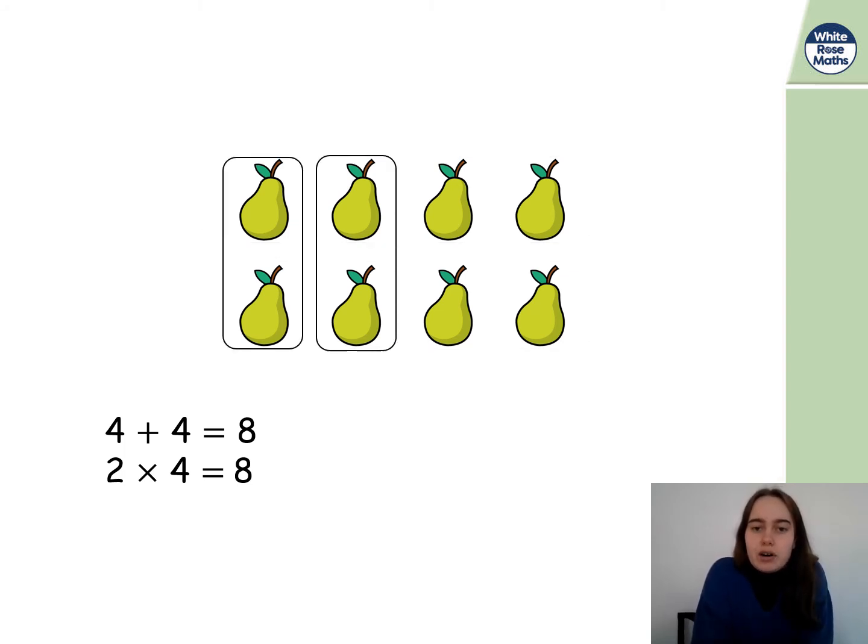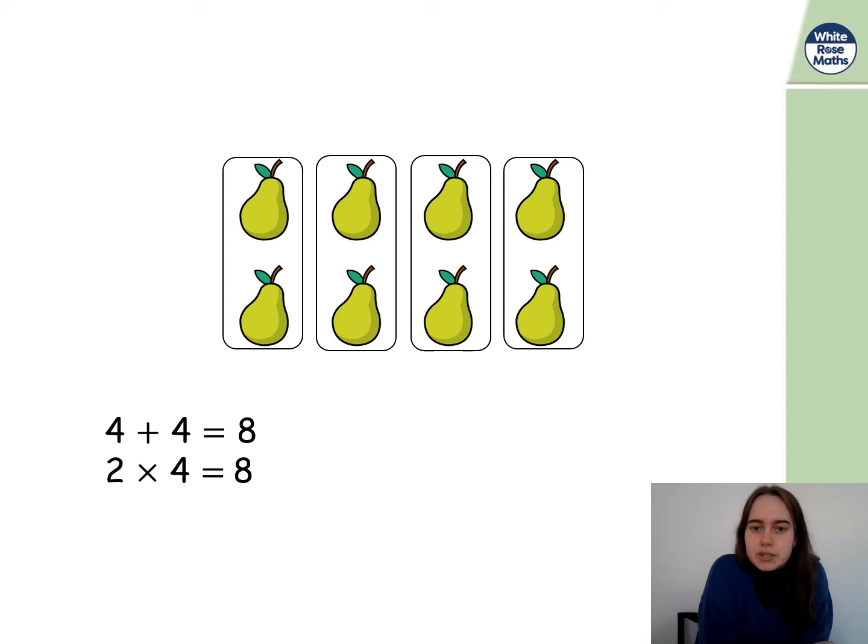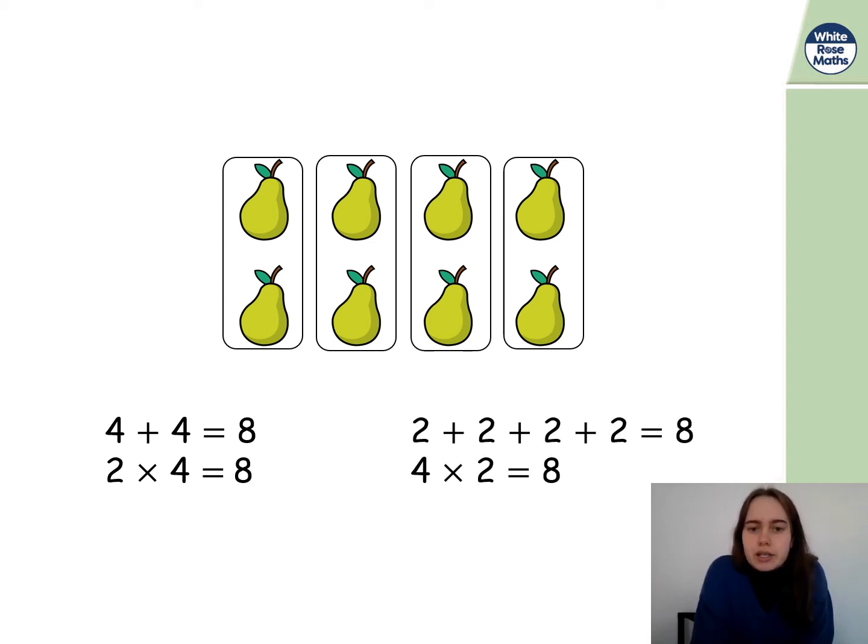We then have our columns. So instead of 2 groups, I've now got 4 groups. So I need to add up these 4 groups. So that's 2, add 2, add 2, add 2. Still, same answer equals 8 because we're looking at the same array, the same picture. And instead of saying 2 lots of 4, 2 multiplied by 4, this time I need to say that there are 4 equal groups of 2. So I can say 4 multiplied by 2.